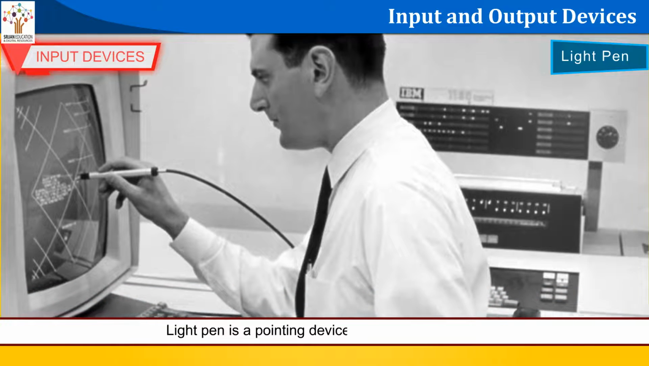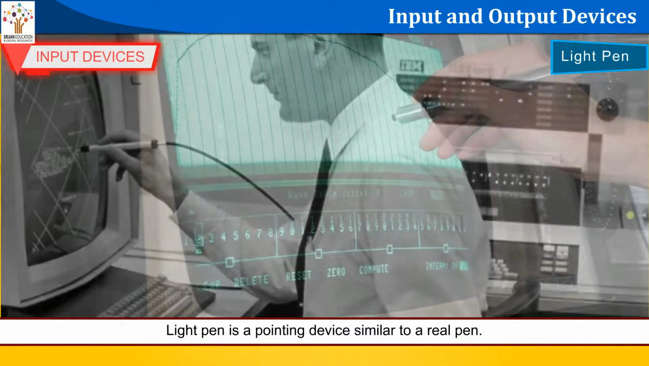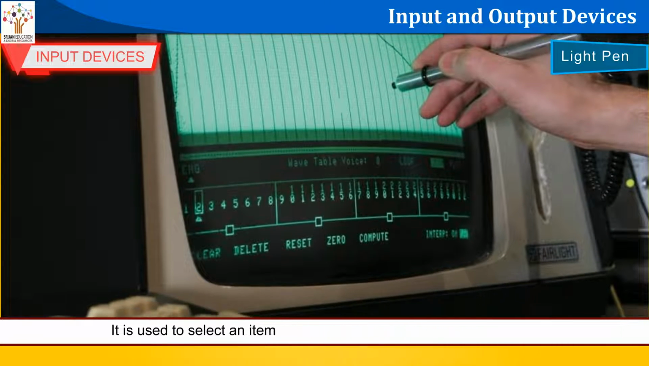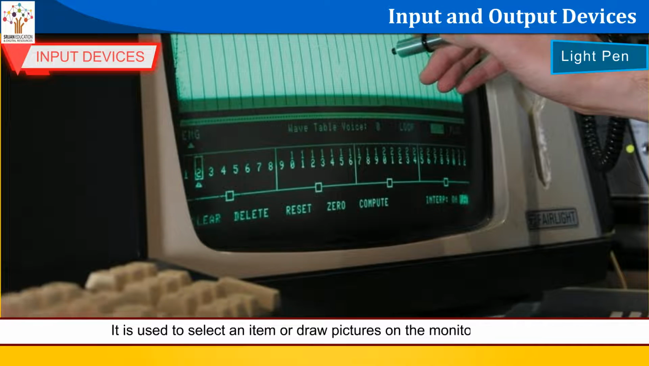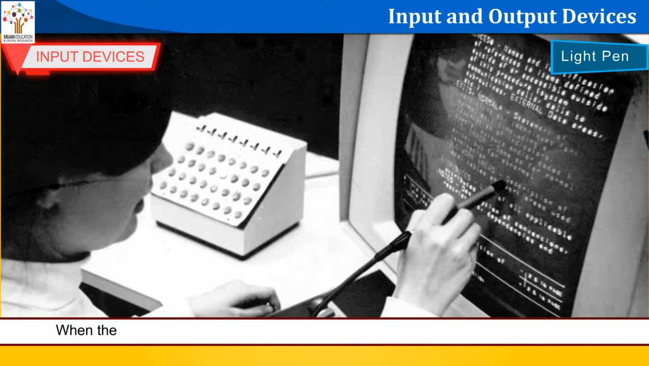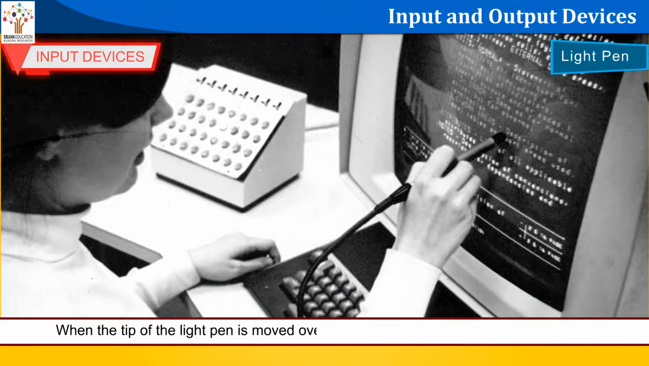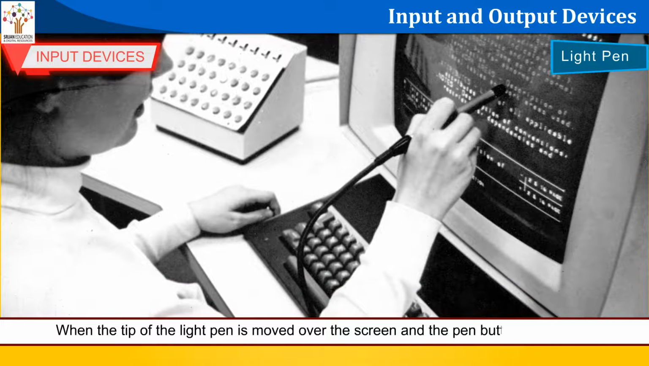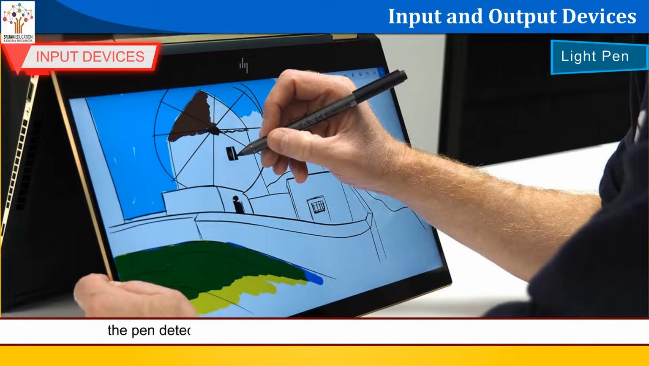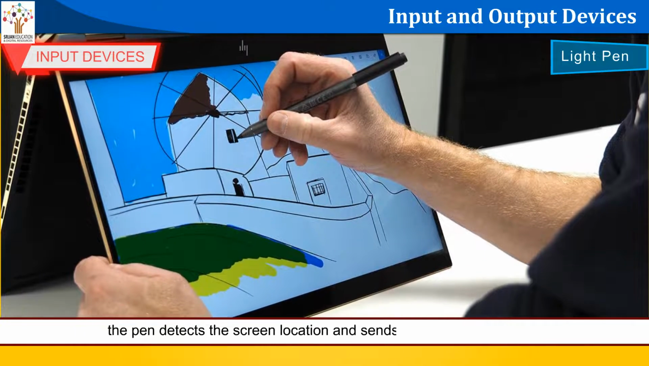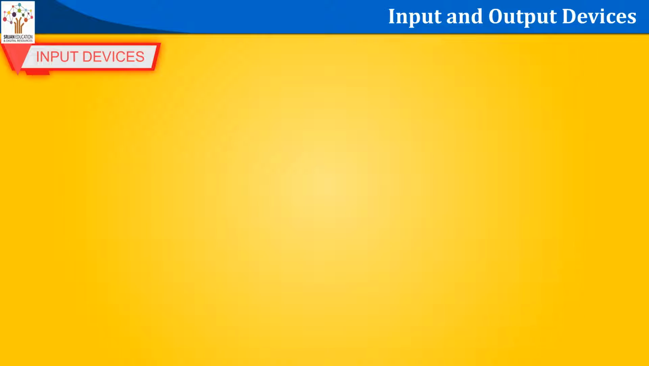Light pen. Light pen is a pointing device similar to a real pen. It is used to select an item or draw pictures on the monitor's screen. When the tip of the light pen is moved over the screen and the pen button is pressed, the pen detects the screen location and sends the signal to the CPU.